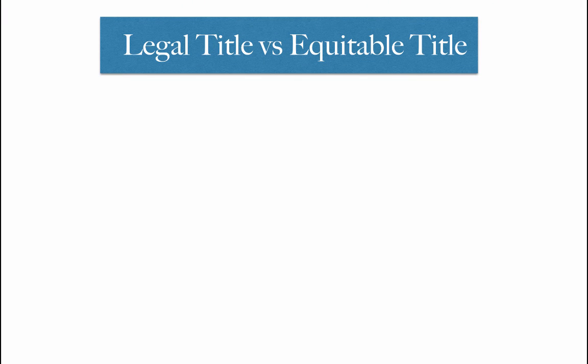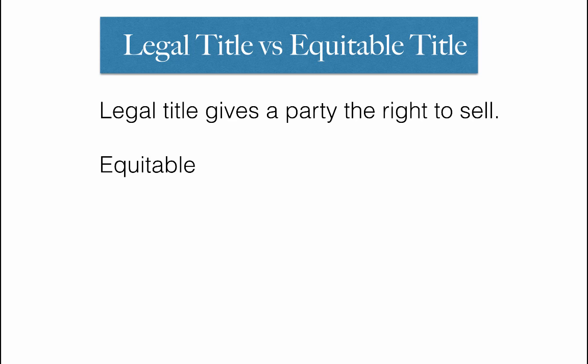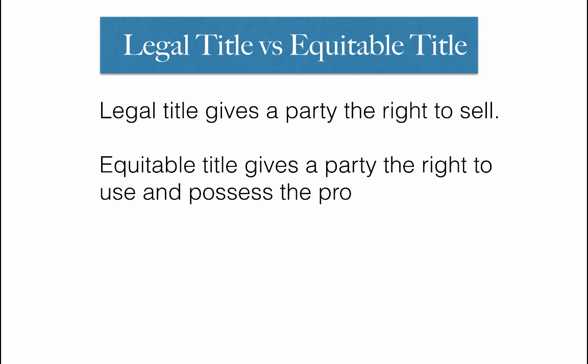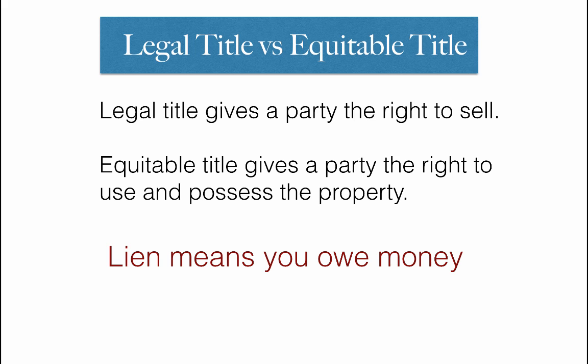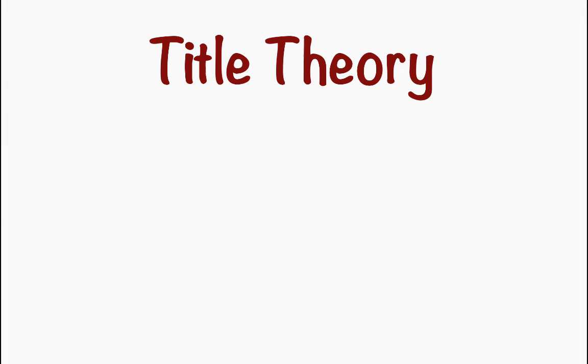The other term you should know is legal title versus equitable title. Legal title gives a party such as a lender or a trustee the right to sell. Equitable title gives a party the right to use and possess the property. And of course, you must know what the word lien means. Lien means you owe money. Understanding those terms will make it much easier to explain the difference between title theory and lien theory.